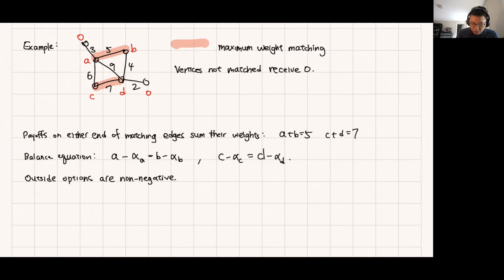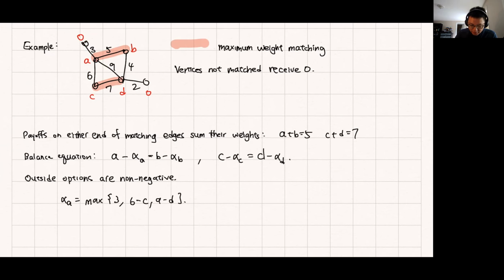Okay. So if we look at, say, the outside option for A, here, outside option for A, there are 3 choices. It is the max of 3. Okay, so the 3 coming from here, 6 minus C. Okay, so that is the outside option coming from here. And also 9 minus D.